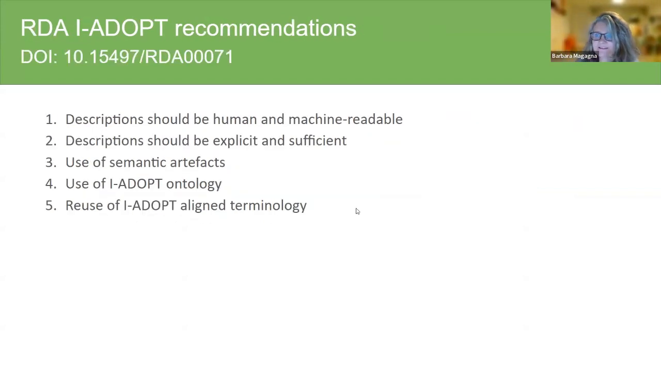And the recommendations in brief are just: we need both human and machine readable descriptions. We need to have them explicit and sufficient that others can really understand what our observational data is about. We need semantic artifacts for these descriptions, and we follow the ontology of the IADOPT when doing so. And if you have to create a new variable description, you should do this aligned with the ontology, and if you can, reuse already aligned terminology with IADOPT.